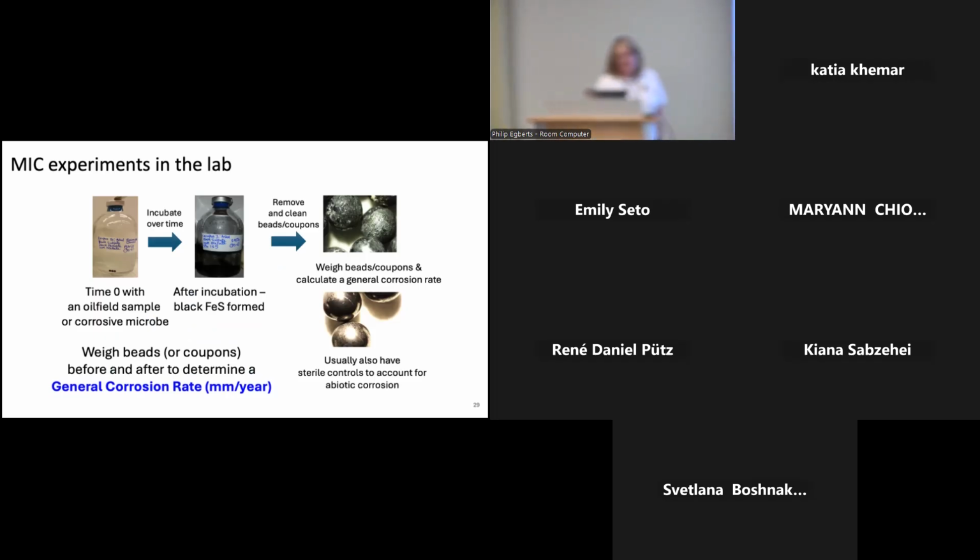Yeah, we mostly use the beads to kind of scan, or survey, different types of samples for corrosivity. And then if they're corrosive, we will do better experiments. We had a project where we got so many samples in that we needed something kind of quick, and that's why we ended up using these little beads.